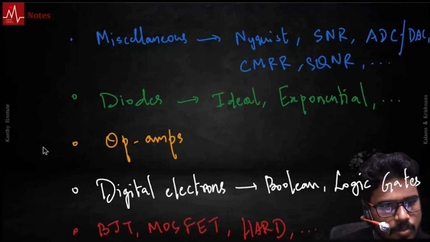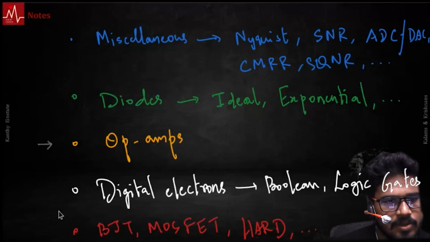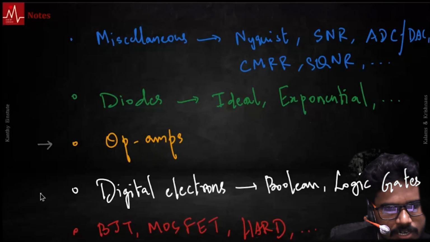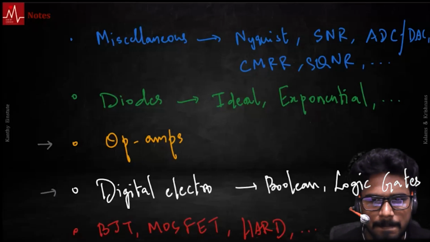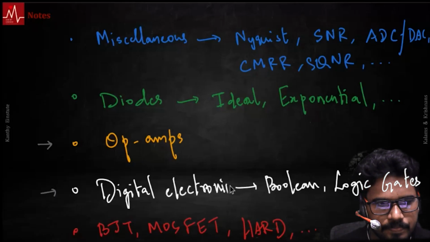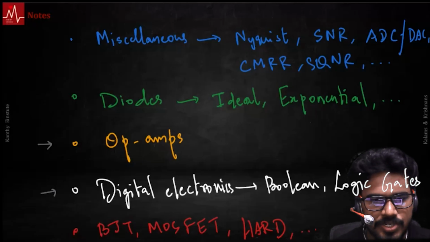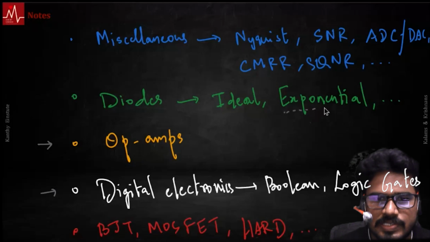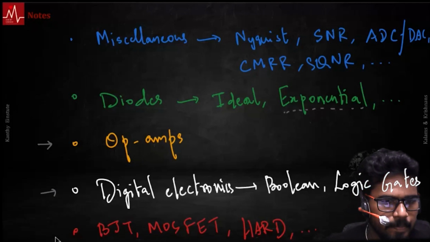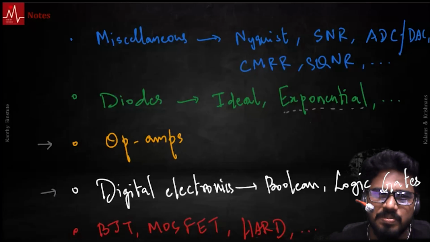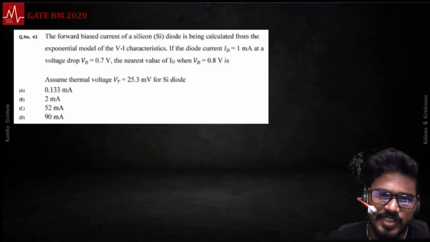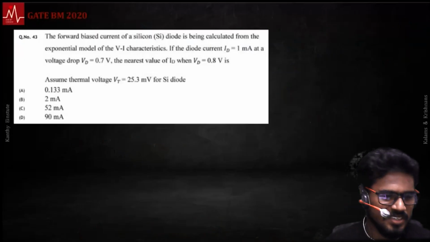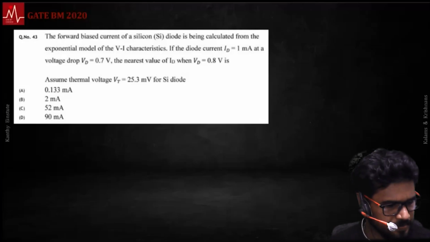These are the typical topics, and today we'll spend a significant amount of time with op-amps. We'll also spend some time with digital electronics, the basics. Having said that, notice the next question that we have here is an exponential diode model. I also found one more diode question, but that's somewhat recall based. If you can recognize the circuit, you can answer it just like that. If you don't recognize the circuit, it's not answerable in the GATE time frame.